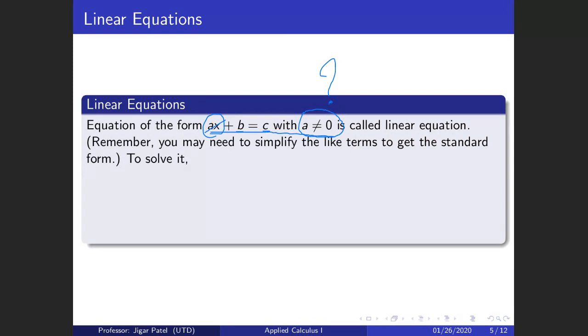All right, sometimes you may need to simplify like terms or shift the terms from the left side to the right side to make it look like ax plus b equal to c. So you may have to do some algebra to convert the given equation into this standard form. All right, the question is how to solve it.